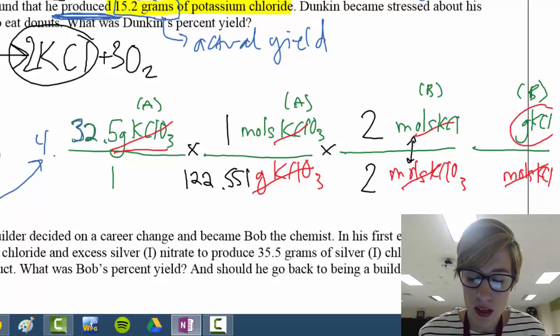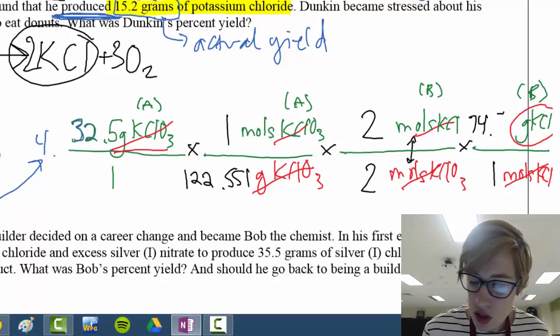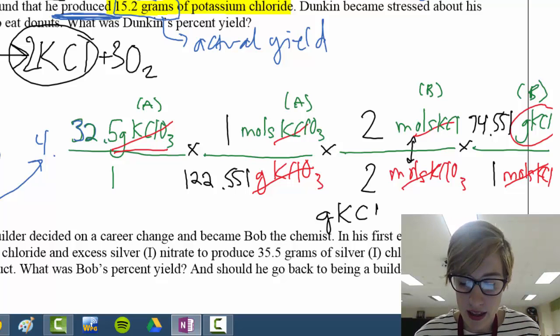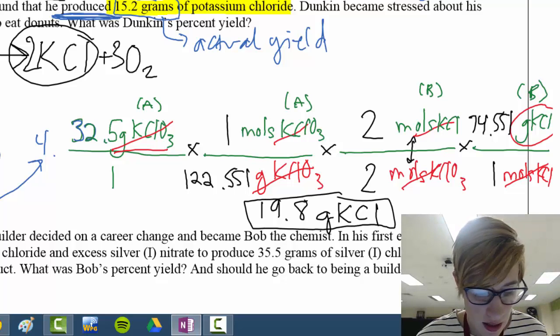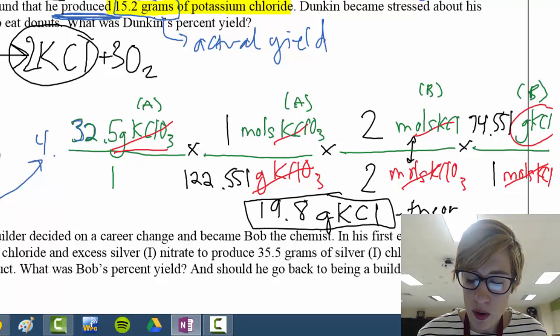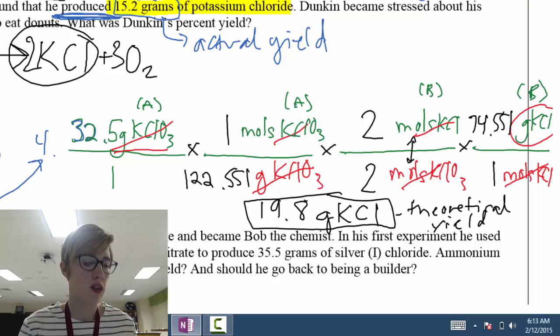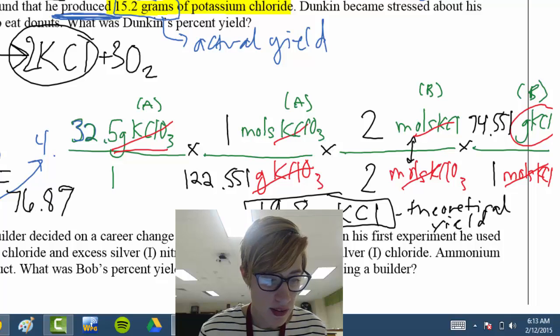And then the last one I'm doing, oh, I forgot my multiplication signs. The last one I'm doing is molar mass again, grams and moles. So remember, 1 always goes next to the mole when you're doing molar mass. And then I have to find the molar mass of potassium chloride, which is 74.551. So now that I've set it up, I multiply the top, multiply the bottom, divide them, and I get this many grams of potassium chloride, 19.8. What does this number represent? This represents my theoretical yield. So I take actual, I divide it by theoretical, I multiply it times 100, and then I get my real answer, which is, by the way, 76.8%.